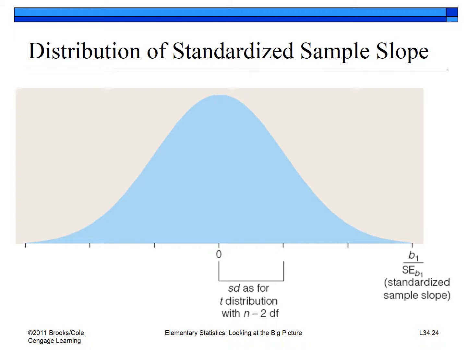Here is what the sample slopes will look like when they're distributed if we take a whole bunch of different samples. Once it is standardized, that means now we're looking at t. It looks like the t distribution, which looks like a normal distribution. Smaller peak, fatter tail, centered at 0 with a standard deviation or standard error of 1.